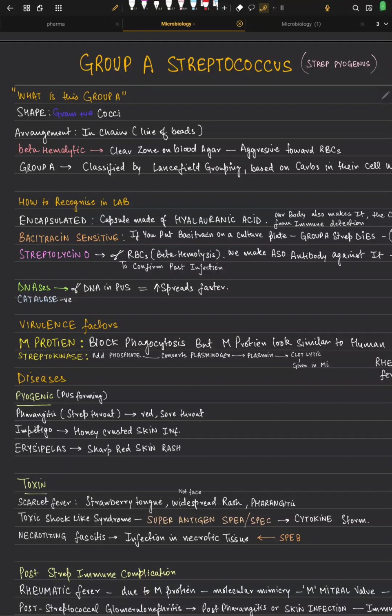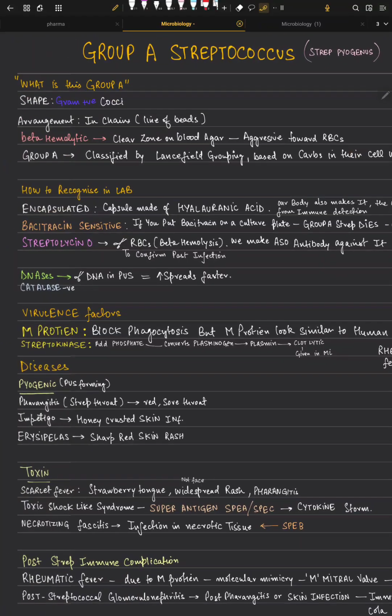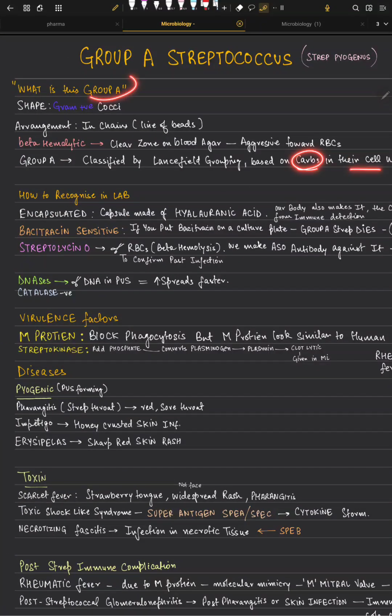Let's start with something called group A streptococcus. It's Strep pyogenes, and pyogenes means it gives pyogenic infections. Why is it group A? It's classified by Lancefield grouping, which is based on carbs in their cell wall. So if they have these carbs in their cell wall, we call them group A.